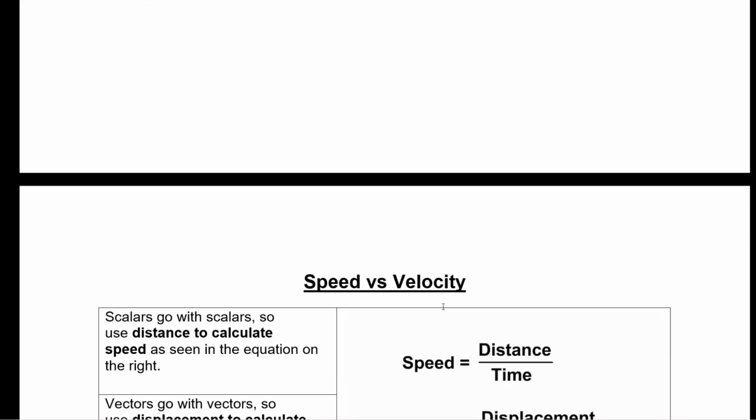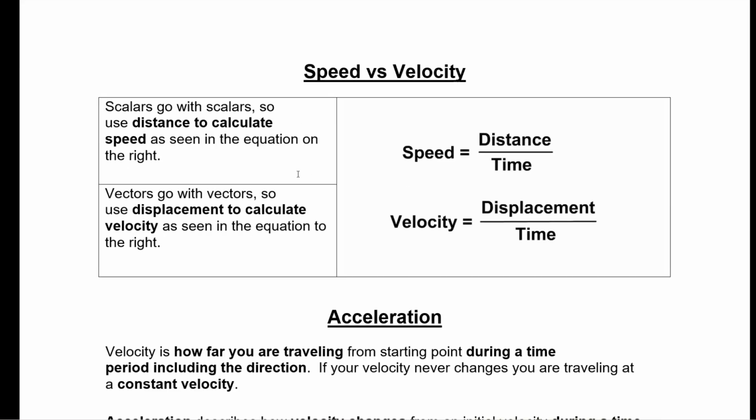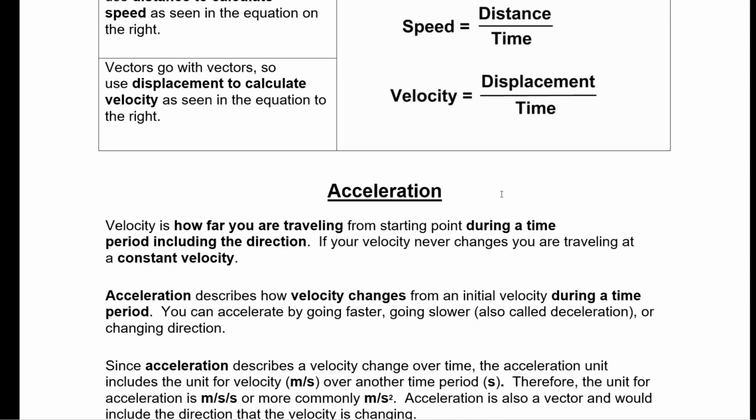All right. So speed versus velocity. So speed is a scalar. Scalars go with scalars. We use distance to calculate speed as seen in the equation on the right. Speed is distance divided by time. Vectors, however, go with vectors. So we use displacement to calculate velocity. Ironically, speed starts with an S, scalar starts with an S, vector starts with a V, velocity starts with a V. Velocity is displacement divided by time. So there we go. We've seen those equations again. Better start jotting them down.